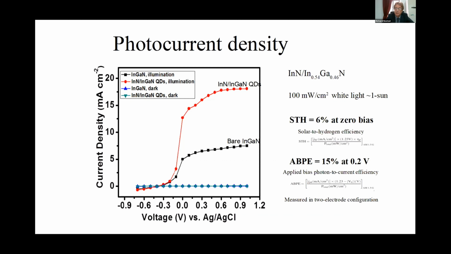And then there is an applied bias to photon efficiency of 15%, where an extra voltage of 0.2 volt is applied. This is the real output power, excluding, of course, the electrical power which is input.